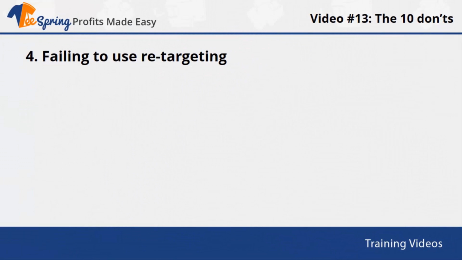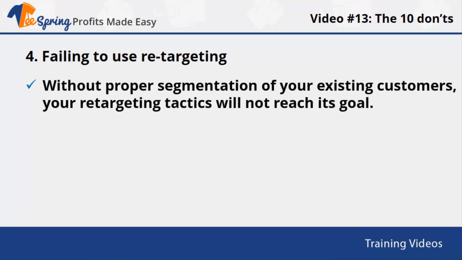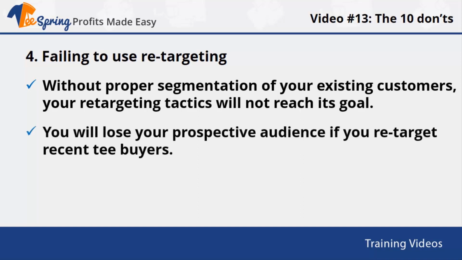4. Failing to use retargeting. Without proper segmentation of your existing customers, your retargeting tactics will not reach its goal. Failing to retarget can become a reason for the failure of your Teespring campaign. You will lose your prospective audience if you retarget recent tee buyers.